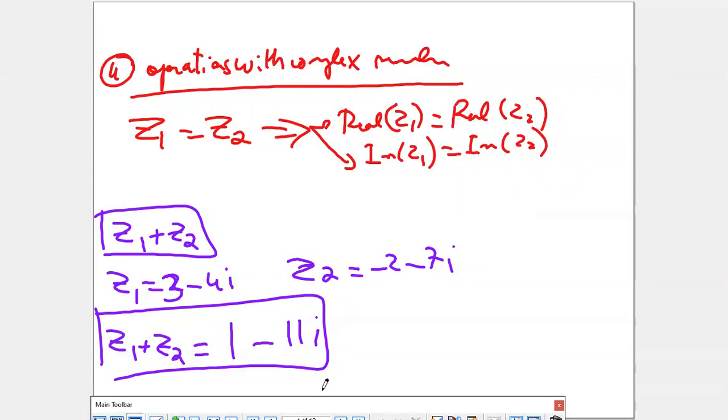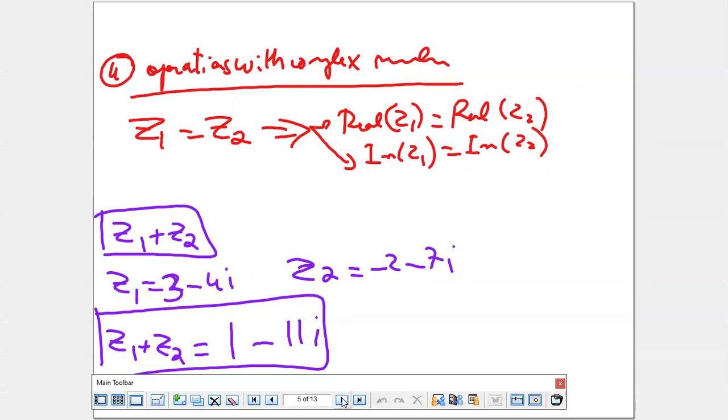Now let's do some operations with the complex number. If I'm comparing two complex numbers, for example, if I have z1 is equal to z2, guys, it means I compare the real part, which should be equal to the real part, and the imaginary part should be equal to the imaginary part. Now, if I want to find z1 plus z2, if z1 is 3 minus 4i and z2 is minus 2 minus 7i, how do we find z1 plus z2? We add the real parts: 3 minus 2 is 1, and minus 4i minus 7i is minus 11i.